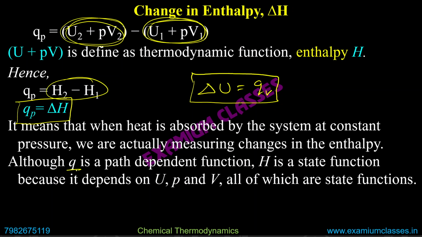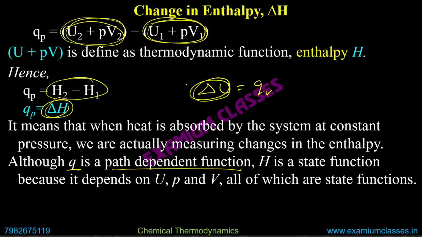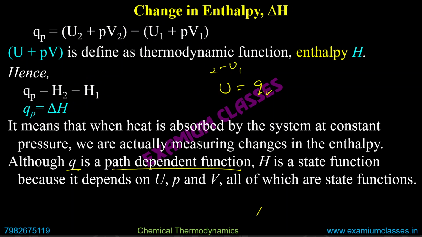So although Q is a path dependent function, now you might challenge that here we are saying Q is equal to delta U, here we are saying Q is equal to delta H. Delta H and delta U both are state functions. It is H2 minus H1, meaning it depends only on the difference between final and initial state. Delta U is U2 minus U1. It again depends only on final minus initial, nothing else. So why can we say that here delta U, which is a state function, is equal to Q, which is a path function? The reason is we are specifically saying volume is constant.